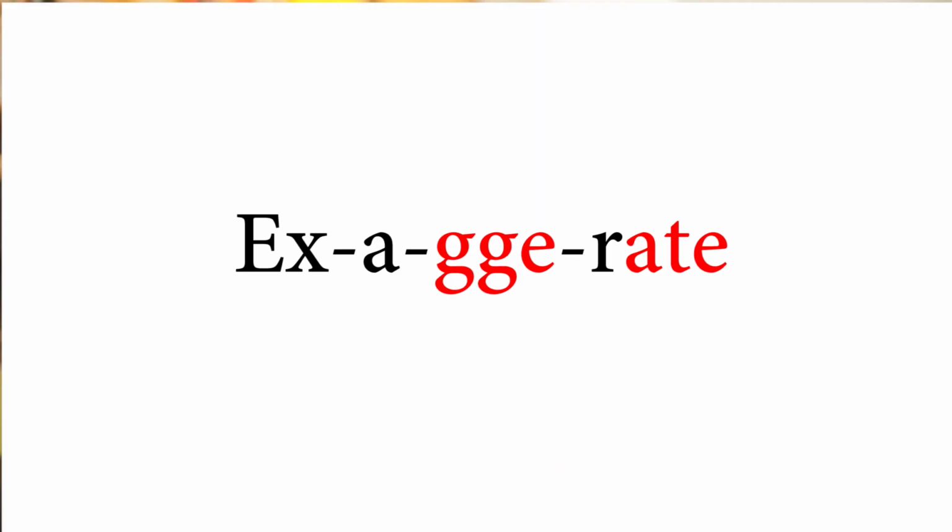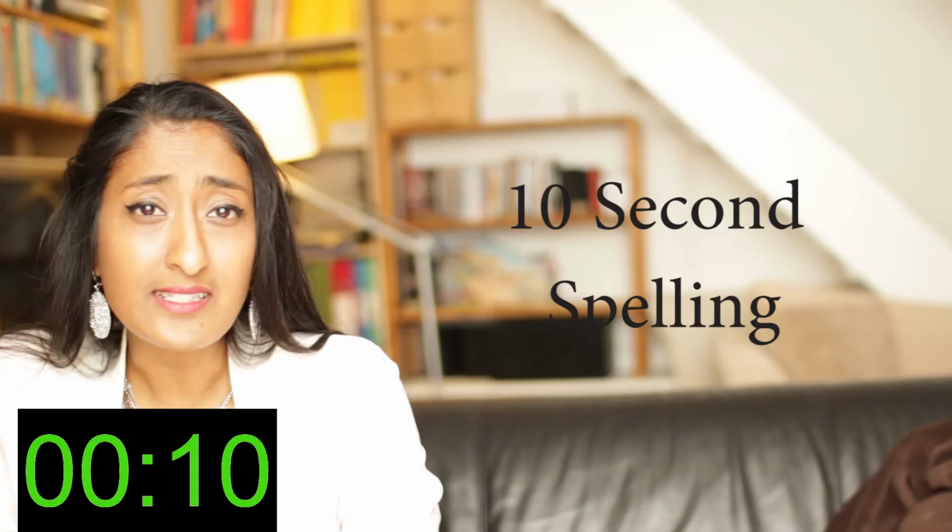So let's see if you can have a go at spelling this word by yourself. And you're going to have 10 seconds. Have a look at the word. Let's see if you can memorize the way that the word is broken down. Be careful, you have 2 G's in this word. Have a look. And 10 seconds on the clock, off you go.